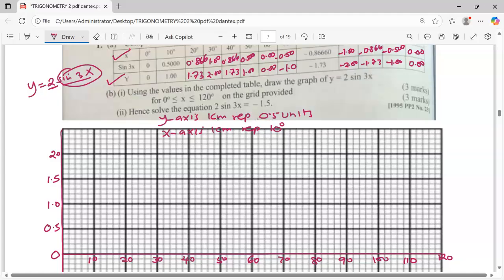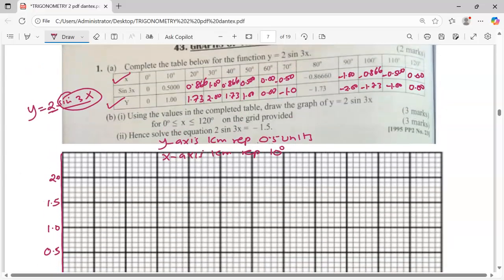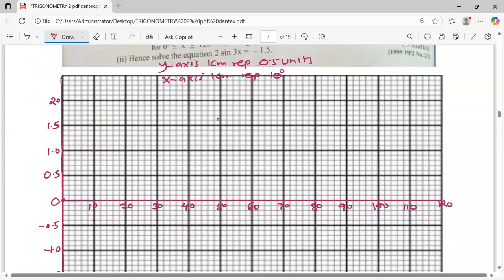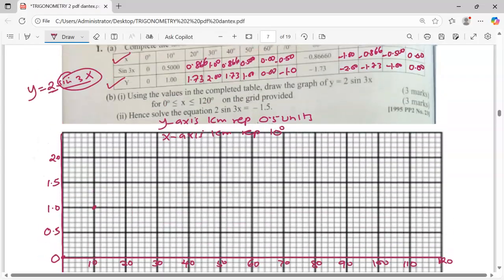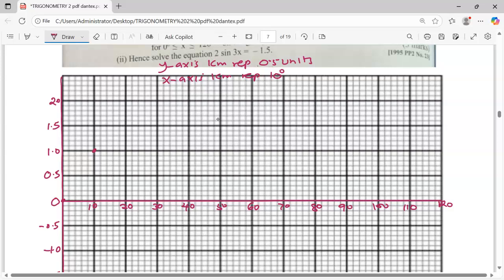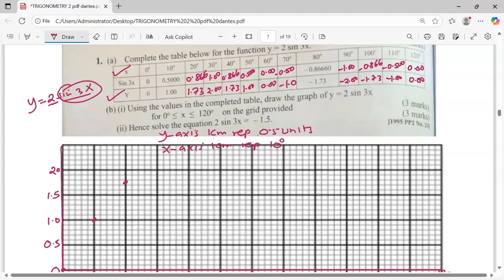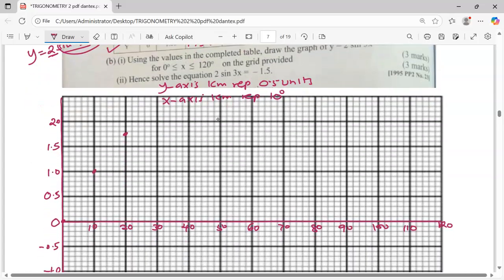We plot x and y. When x is 0 degrees, the value of y is 0 at this point here. When the value of x is 10 degrees, y is 1. At 10 degrees, y is 1 at this point here. When it is 20 degrees, it is 1.73. At 20, it is 1.73 at this point here. When it is 30 degrees, it is 2. 2 is at this point here.